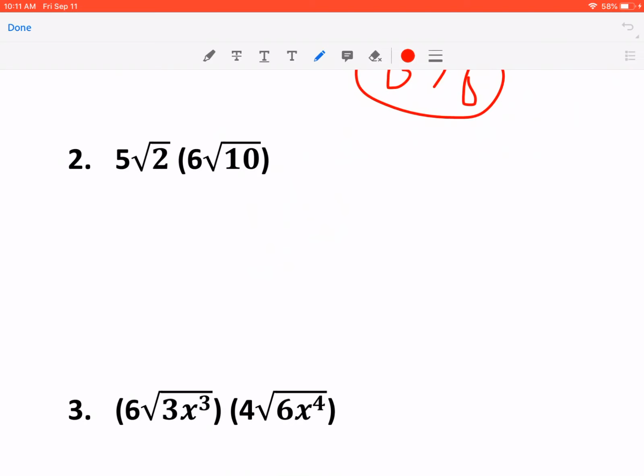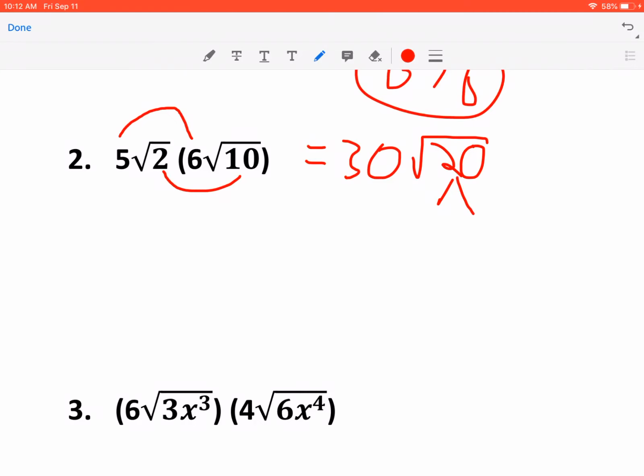Remember, when we multiply, so this is 5 radical 2 and then parentheses, we're going to multiply by 6 radical 10. So I'm going to multiply outside numbers by outside numbers. Okay, 5 times 6 is 30. Then I'm going to do inside times inside, but that's going to be a radical. So 2 times 10 is 20, so a radical 2 times a radical 10 is a radical 20.